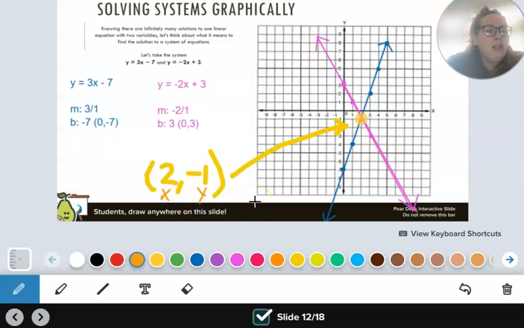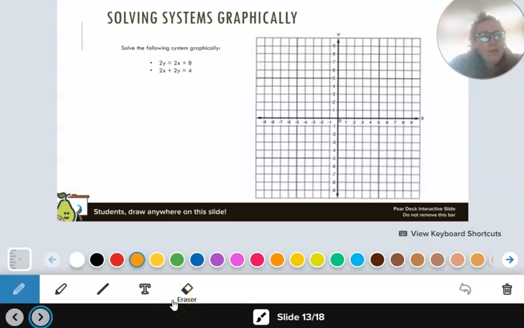is our y, 3 times 2 is 6 minus 7. 6 minus 7 is -1. Over here, -2 times 2 is -4 plus 3 is -1. It works for both equations. Push ahead to slide 13 when you're ready. We're going to do another one.